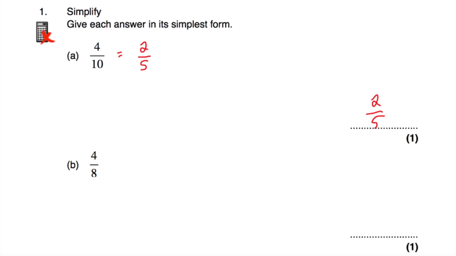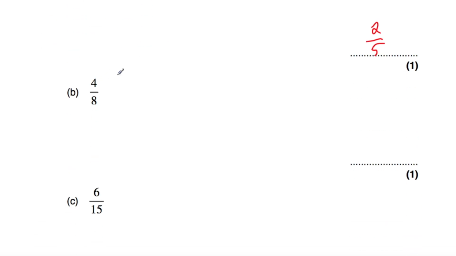Okay, let's look at our next part, part B. Part B, we've been asked to simplify 4/8. Now 4 and 8 are both divisible by 4, so we can divide both of them by 4. If we divide the numerator by 4, 4 divided by 4 is 1, and 8 divided by 4 is equal to 2. So 4/8 is the same as 1/2.